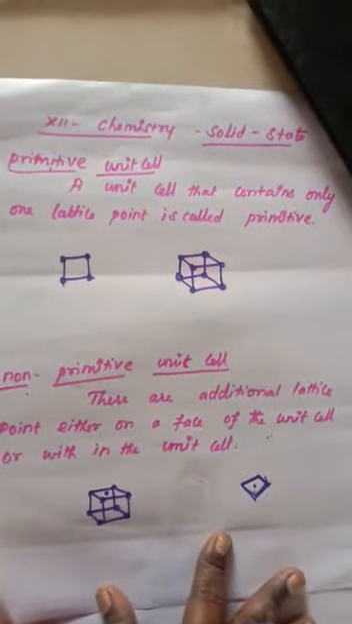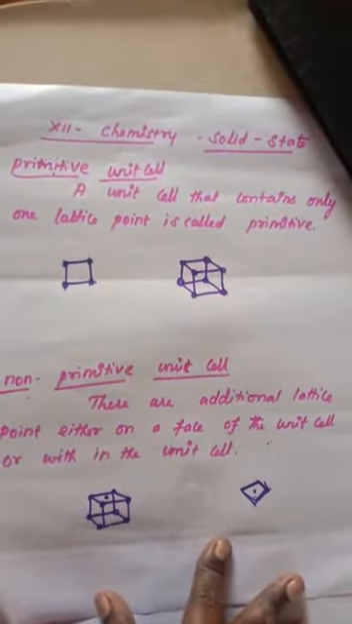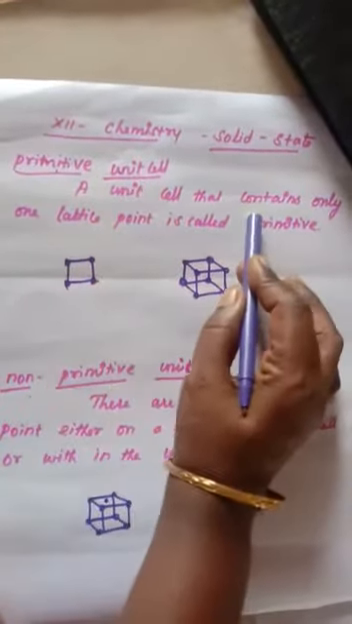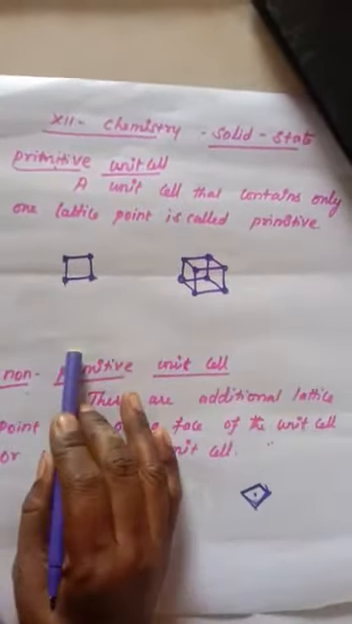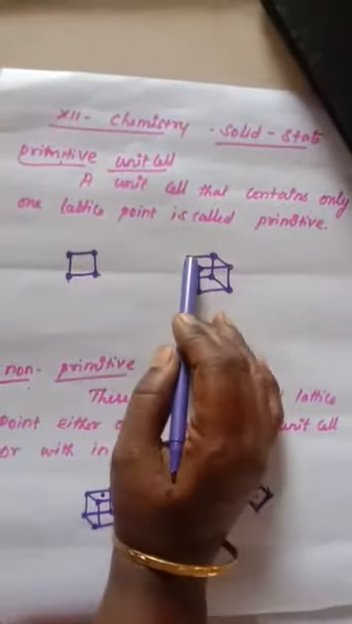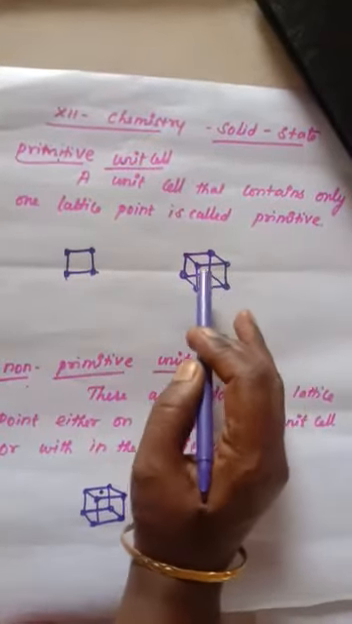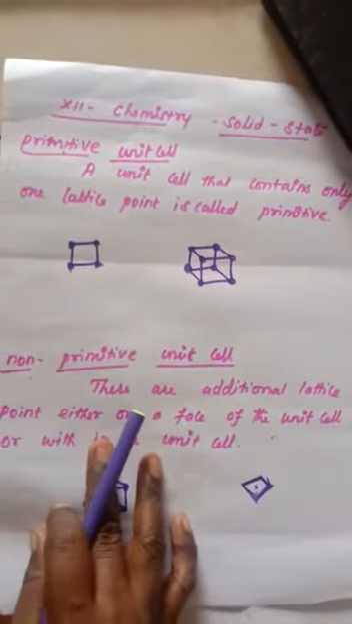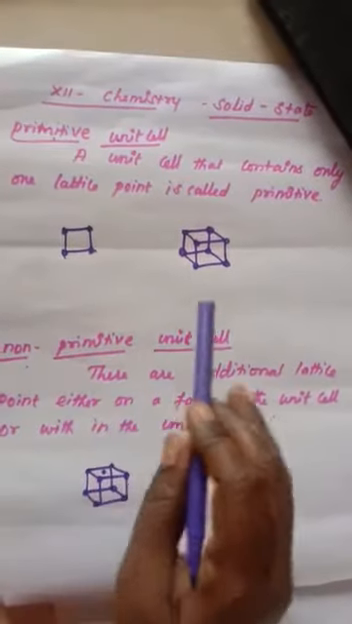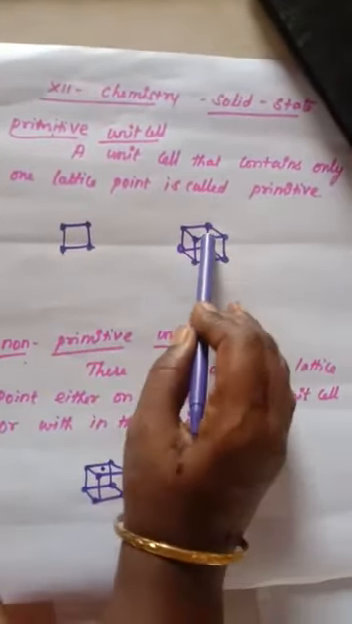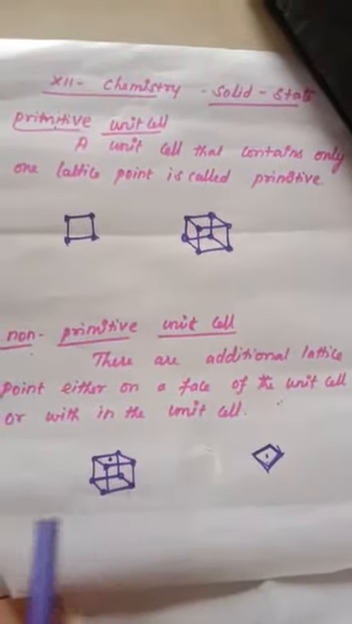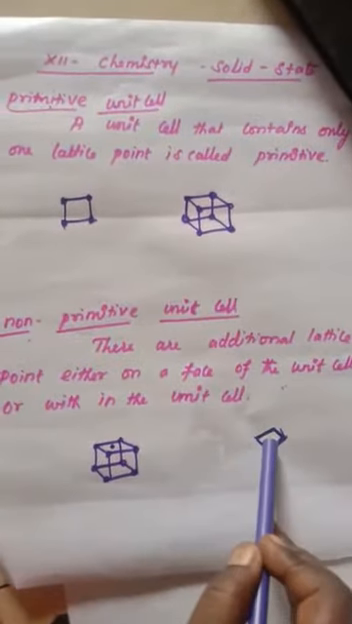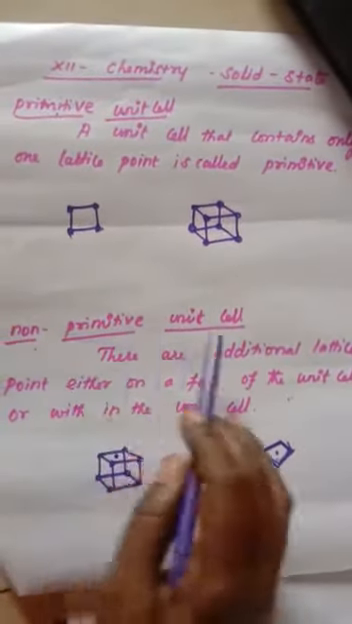In this video we will discuss the primitive and non-primitive unit cell. A primitive unit cell is a unit cell that contains only one lattice point, which is present at the corner of the unit cell. This is a primitive unit cell. A non-primitive unit cell has, in addition to the lattice point at the corner, one lattice point present at the faces or within the unit cell.